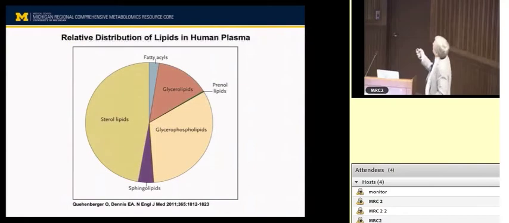Okay, so now that we know that there's a bunch of different kinds, it turns out that half of the lipids in the blood are sterol lipids. The glycerophospholipids, phosphorylcholine, things like that, are there. The glycerolipids, which have no phosphate group on, are the third largest group, and the sphingolipids, the fatty acids, comprise the rest of it. There's other lipids in there, but these are the main things that are there.